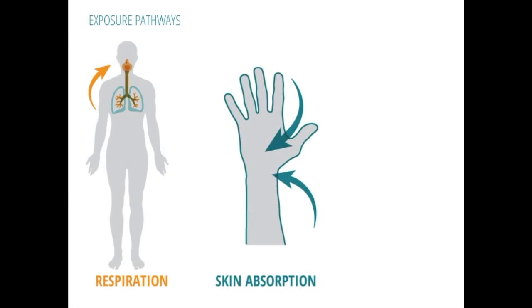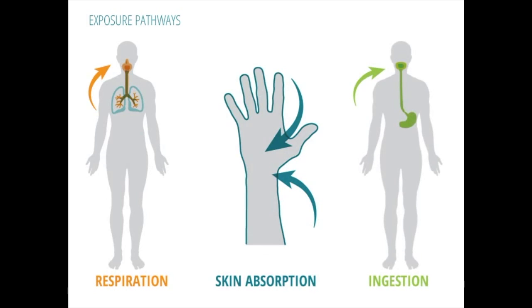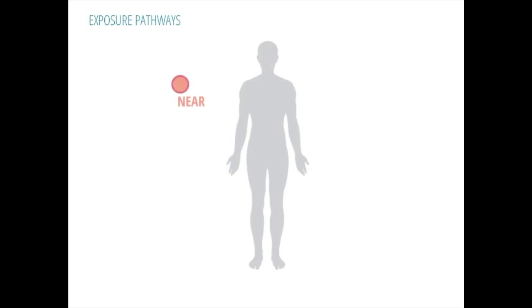The degree of exposure to a substance of concern can occur through a combination of respiration, skin absorption, and ingestion. Risk-based assessment requires understanding the pathways in which people will interact with the hazardous material and how they can be exposed. Is it near them, on them, or in them?